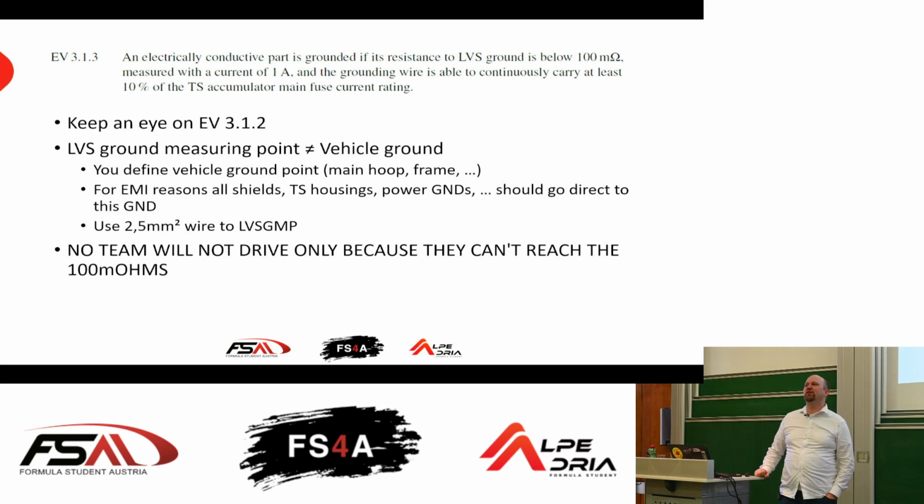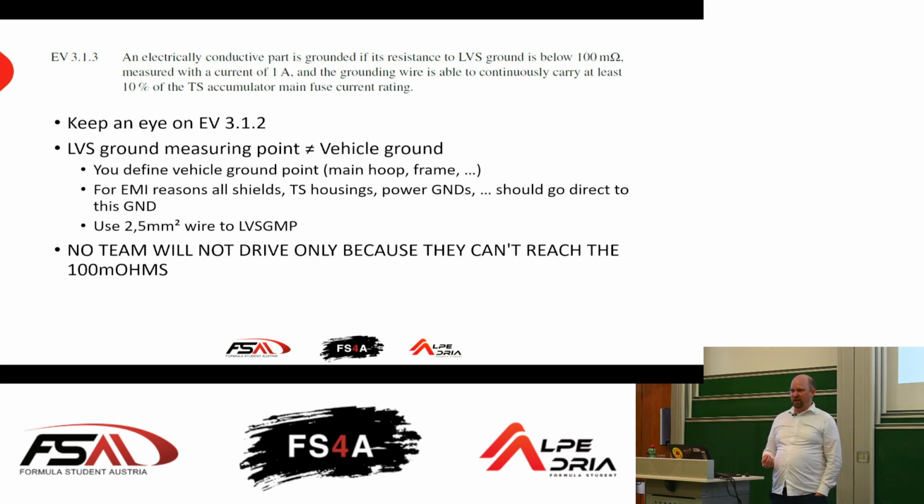It's not so easy to get this 100 milliohms, but you have to keep an eye on the rule before, EV 3.1.2. There is defined what has to be grounded. So you don't have to have this grounding through the whole car. Only firewall, inverter housing, tractive system housings, and other stuff that's mentioned in the rule before is needed to have this 100 milliohms.